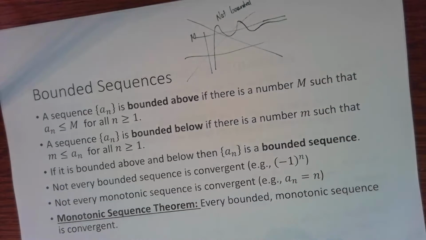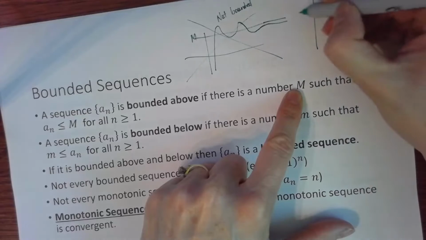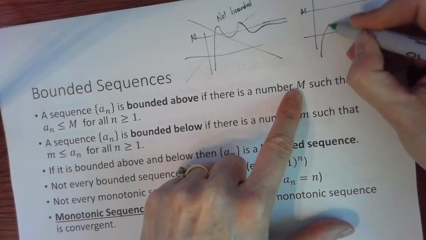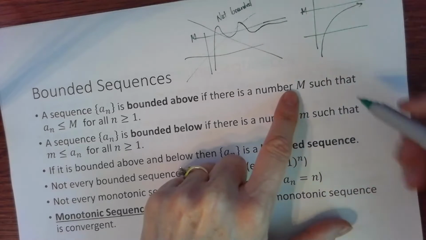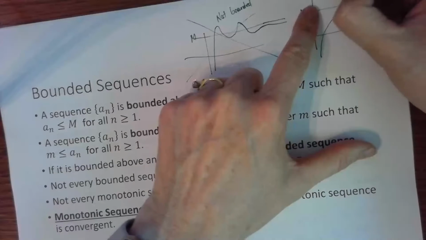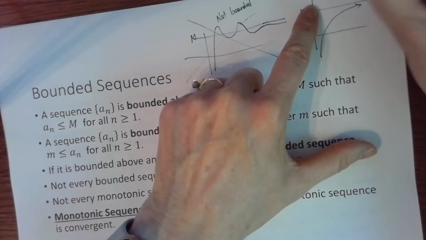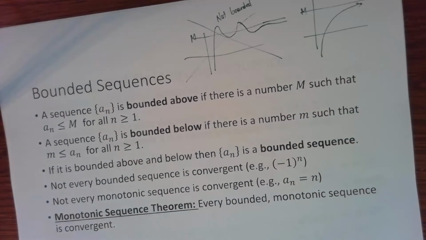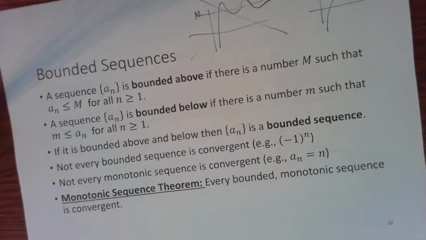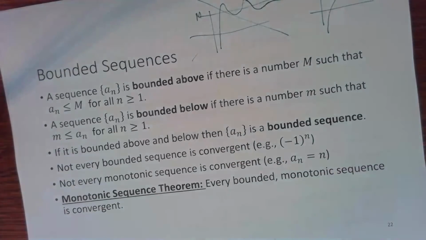So what we're talking about is that every single value, like here's m, and it goes like this, and every single value is always less than m. So this one would be an example of bounded above, by m. All of them have to be less than m.